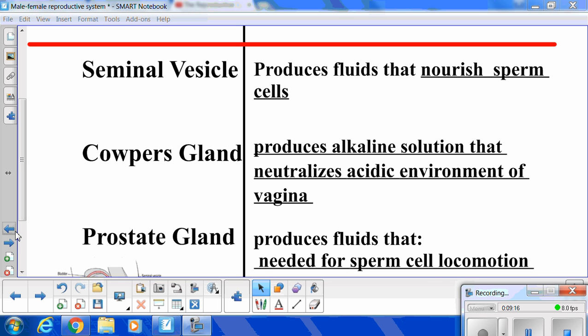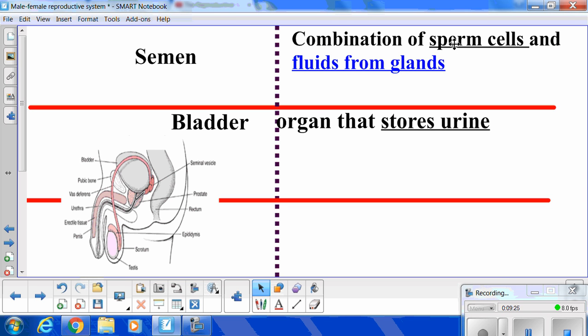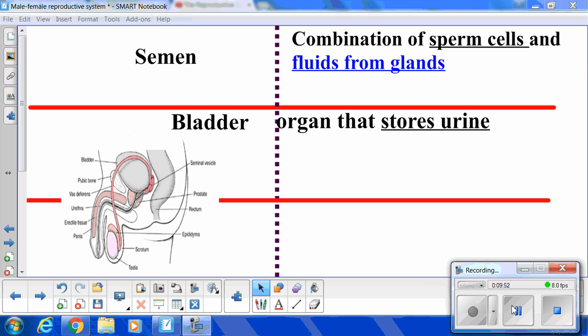Okay, the last two on our list are semen and the bladder. Semen is a combination of the sperm cells that were produced in the testes and all the fluids from these accessory glands, the seminal vesicle, Cowper's gland, and prostate gland. So when you combine all the fluids from these glands and the sperm cells themselves, this is referred to as semen. So it's slightly different than just the sperm cells. And last, again, is the bladder, which is the organ that stores urine in the excretory system. And we mention it because it's so close to the human reproductive system.